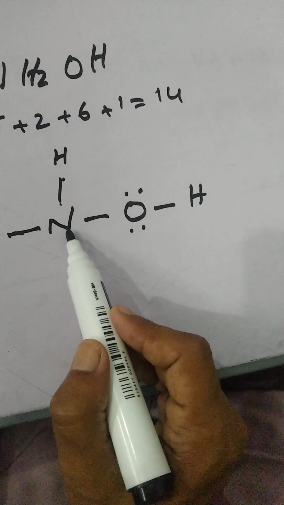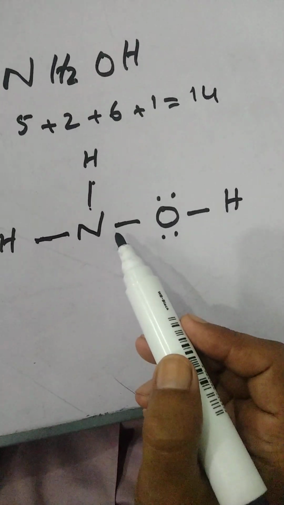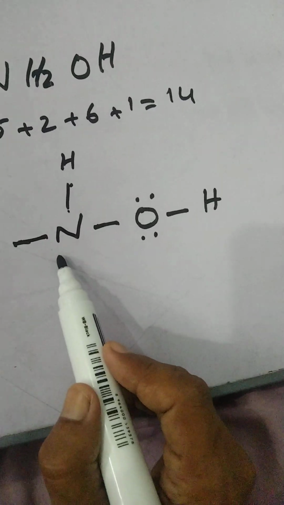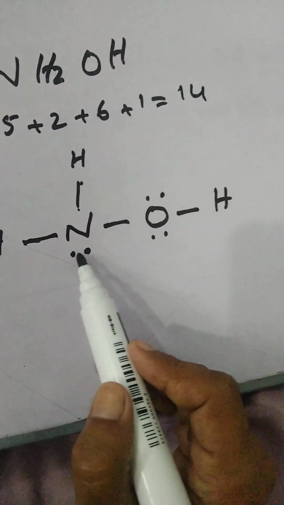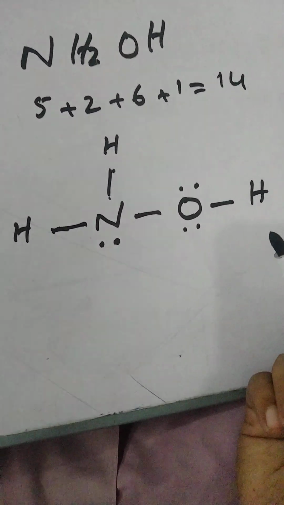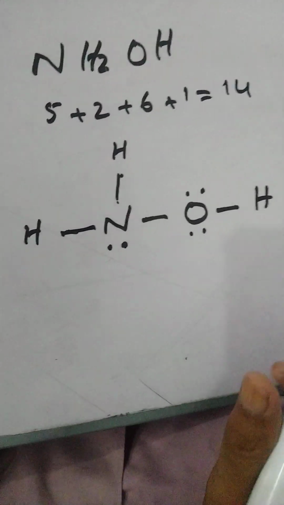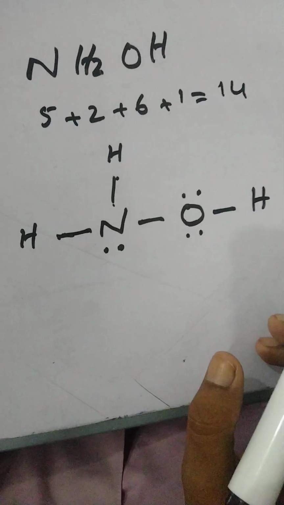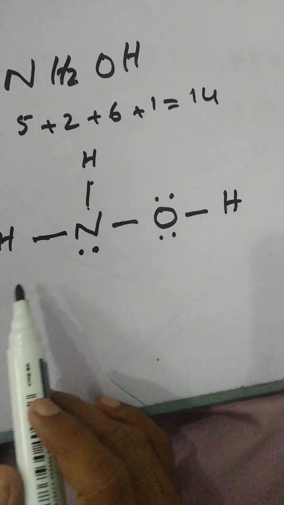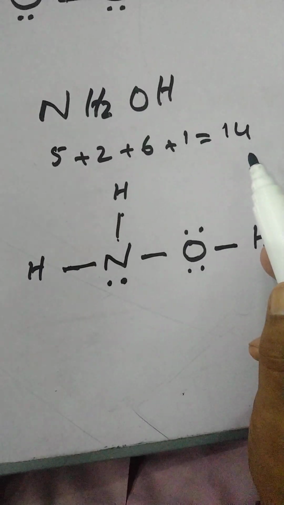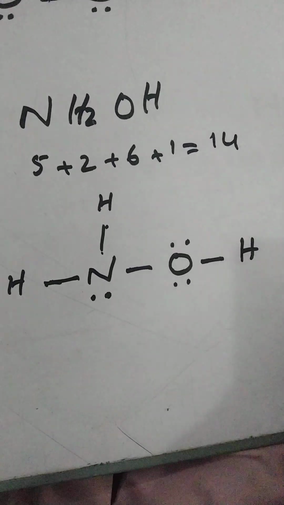But this nitrogen has still not completed its octet. So what we will do is give 2 electrons as a lone pair on the center nitrogen. Now nitrogen has completed its octet. Now we see that the 14 electrons are completed.